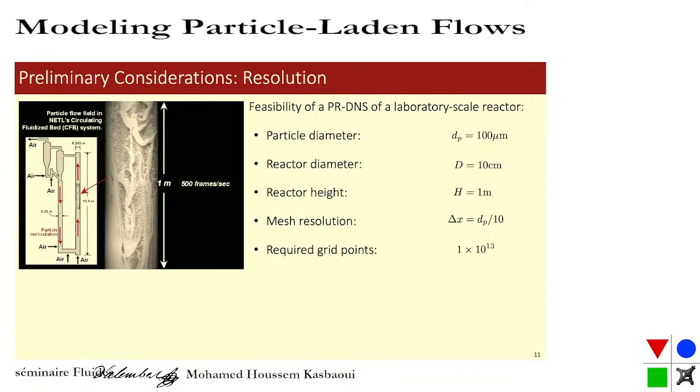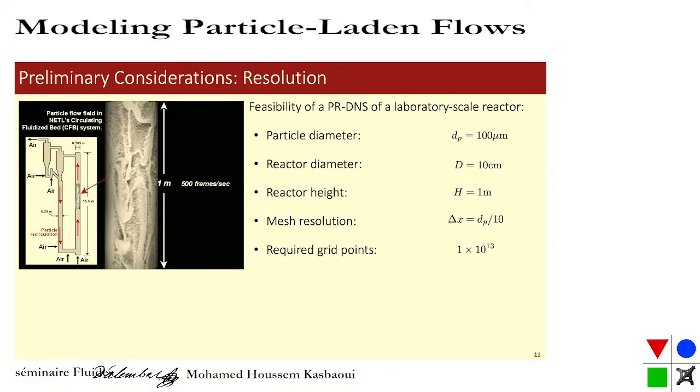So why can't we just do the best simulation, the most fully resolved simulation ever? You know, why can't we just do that all the time? So here I'm showing you an experiment that's done at National Energy and Technology Lab in the United States. This is a circulating fluidized bed. So this is a section of this lab scale fluidized bed that's 1 meter long, and you can see that you have a lot of particles there. So if you do a little bit of pre-analysis here, we're going to have particle diameters of 100 micron, the reactor diameter. So this is just for this 1 meter section here.